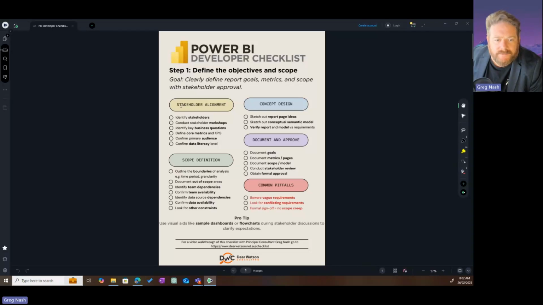All right, folks. Today we're talking about the Power BI development checklist. If you haven't already got the checklist, you'll need to download it. But essentially, this is our step-by-step. It's 9 steps at the moment. I'm actually going to add a step. It's going to be 10 steps.